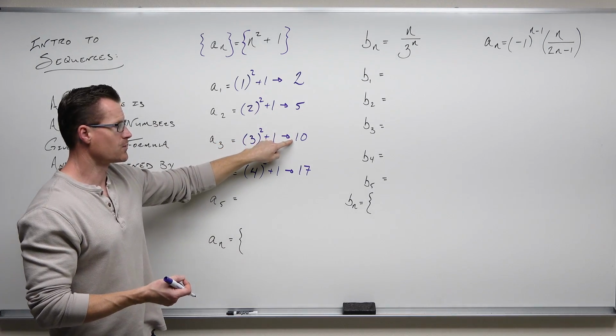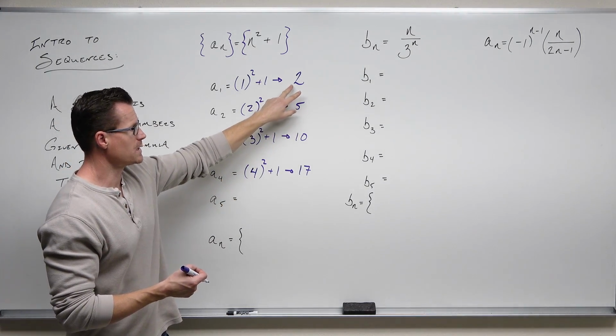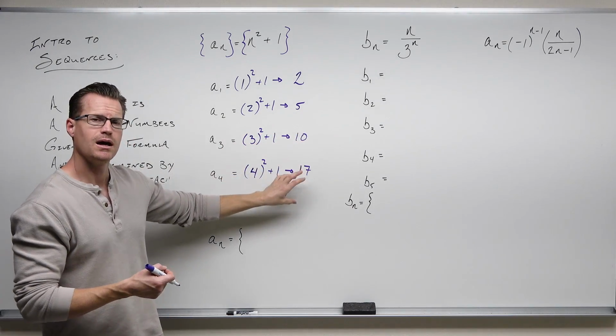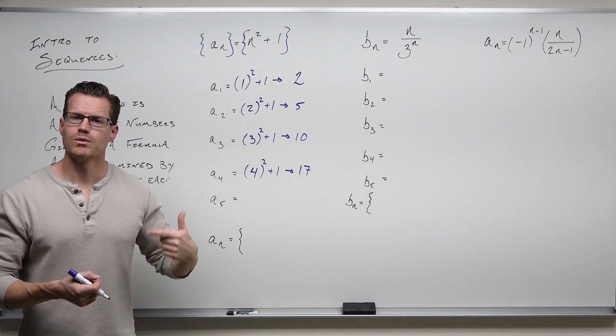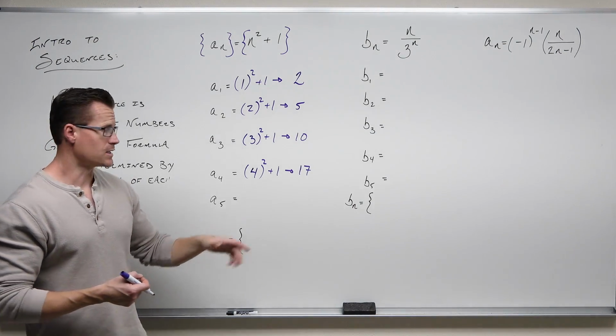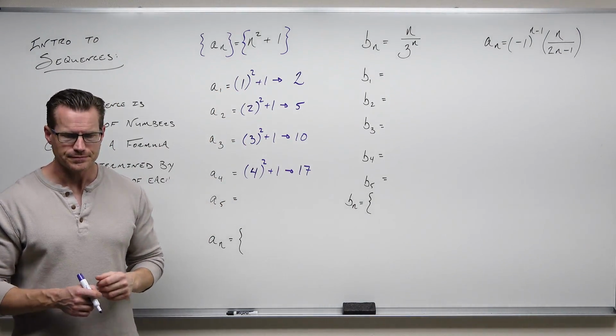From 5 to 10, we're adding 5. From 10 to 17, we're adding 7. We added 3, 5, 7. The next term that we get should be added 9. It's going to create something with a pattern. Now, it's not that easy to go from a pattern and get this, but I'm going to show you in the latter part of this video how to do that.